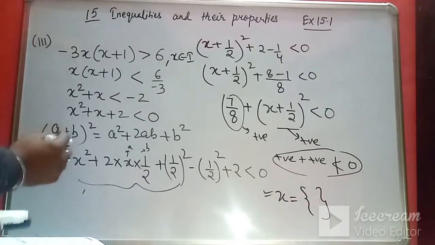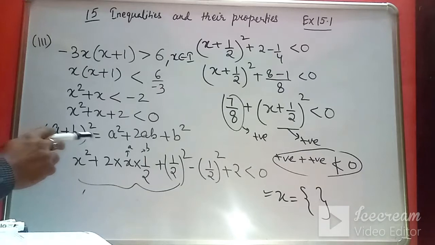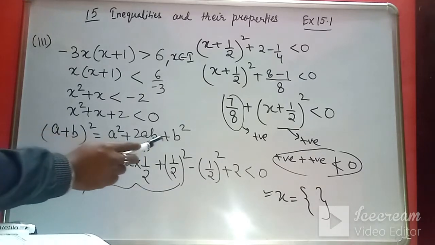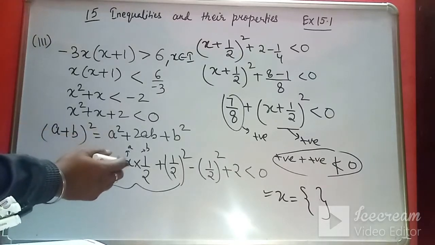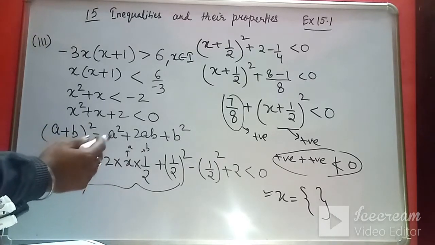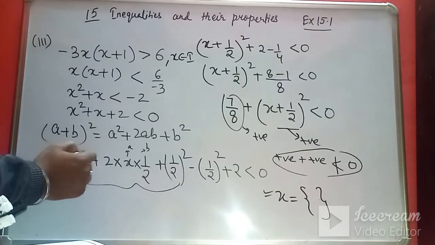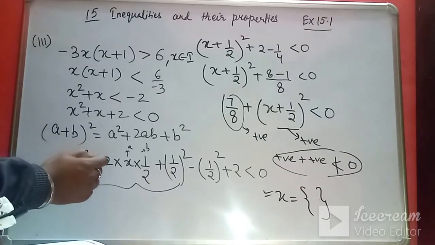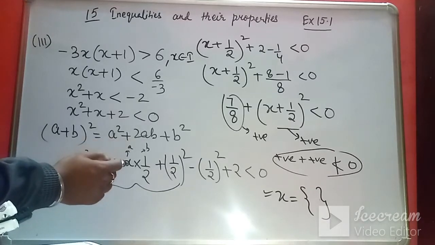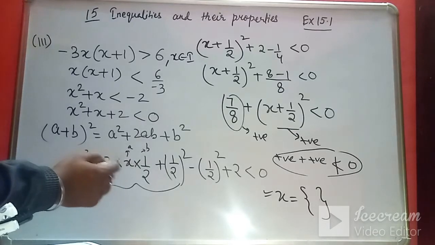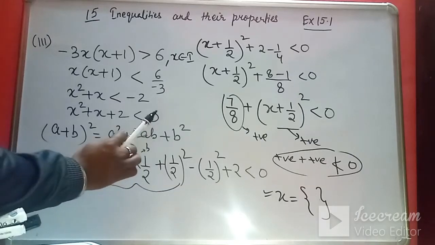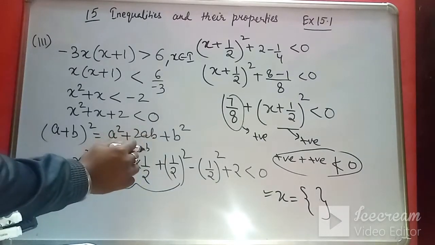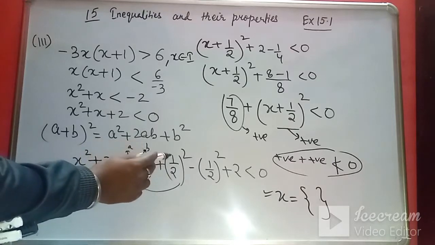And how can I use this identity, (a plus b) whole square? It will be a square plus 2ab plus b square. So for this, x will be my a and b is 1 by 2. So I have written a square, meaning x square, plus 2 into a, which is x. So this 2 is extra, so I have multiplied by half. So this 2 and 2 will cancel, it will remain as x. Now this half becomes b for this expansion, plus half square.